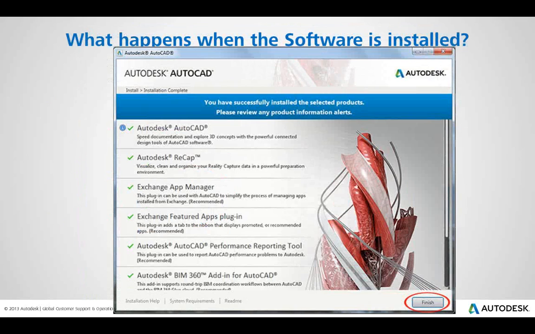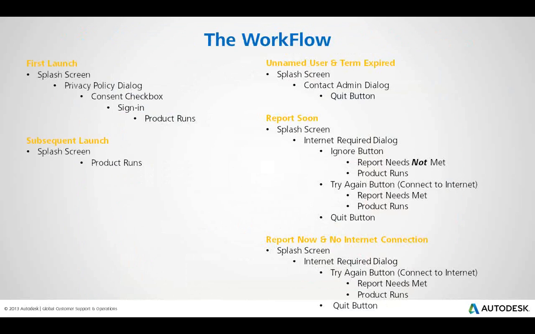Next. So what happens after the software is installed? You hit finish, and now the software is installed. Well, here's the workflow. It will first launch. It will show this splash screen. You go through a privacy policy. Then you sign in. It gives you a sign-in window. And then basically, if you have the correct username and password, it allows you to run the product. Any subsequent launches, this splash screen comes up. You no longer get the login window. It stores it, it caches it for you, and the product runs.